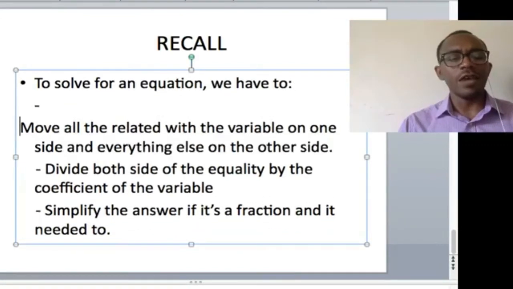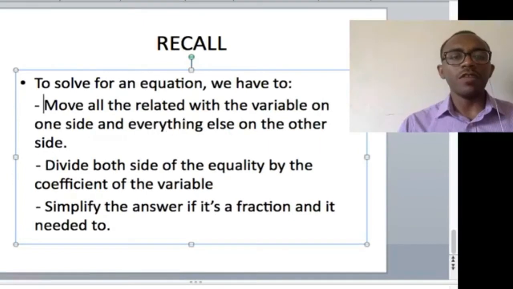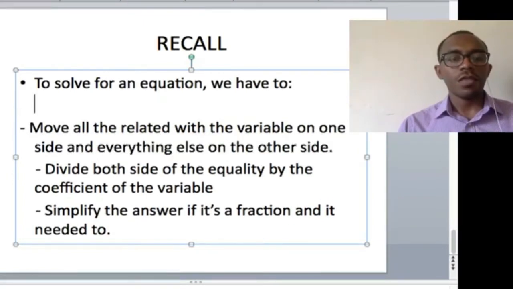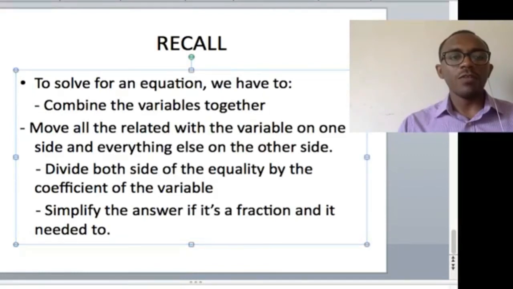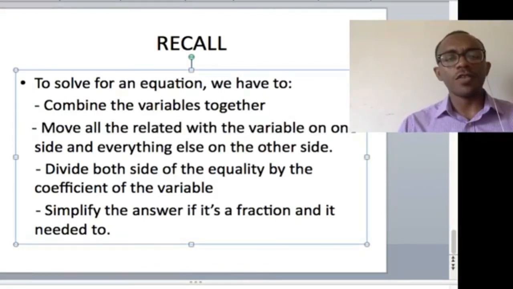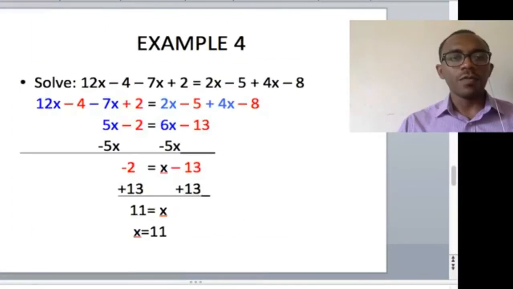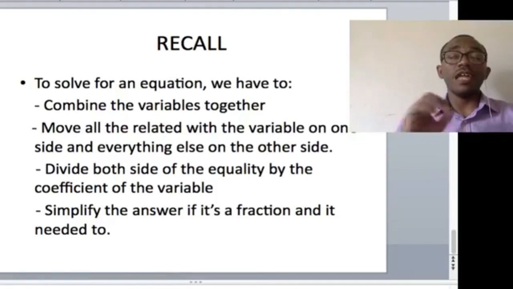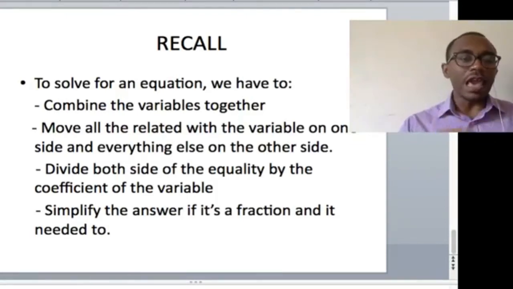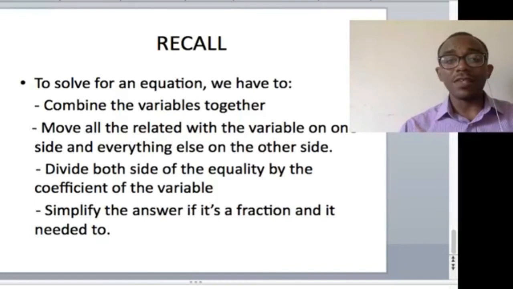But for me, I just want to keep the combination first. Why do I say that? Let's go back to that example. I combine them first before I move terms to the other side. That's why I want you to follow the rule, so you don't get confused between the rules and the one I apply. So combine the variables together on the left or the right side of the equal sign.